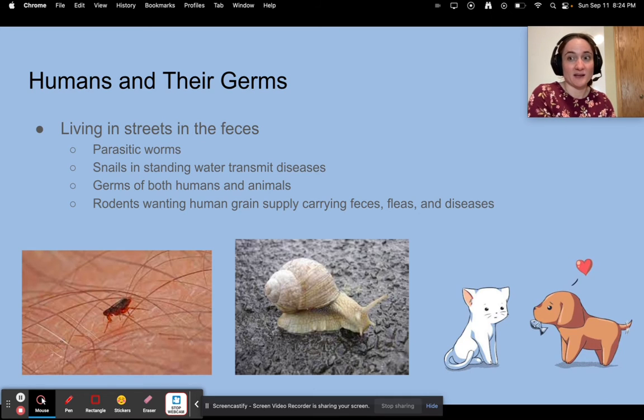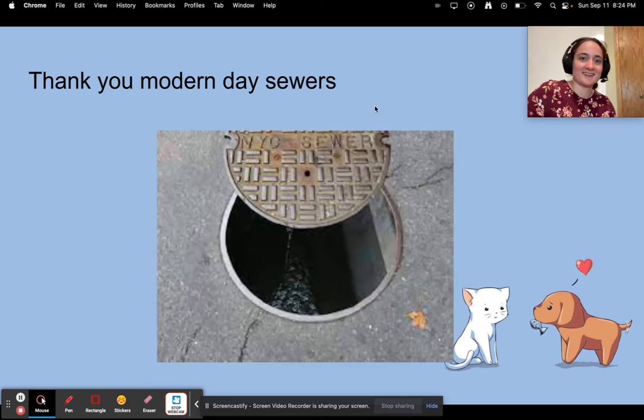Okay, so the rodents were like, oh my gosh, that smells so good. Let's go get some of that human stuff. Well, guess what? They carry feces, fleas, and other diseases as well. Yay. So thank you, modern sewers.